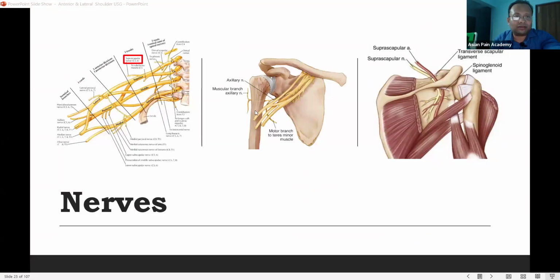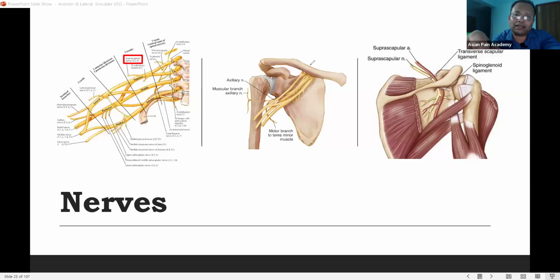Now comes the nerve. Which is the important nerve? That is the suprascapular nerve. We can see that from the trunk area the suprascapular nerve comes, and ultimately goes through the supraspinatus fossa, and then it comes to the spinoglenoid fossa. So two different areas, same nerve only.